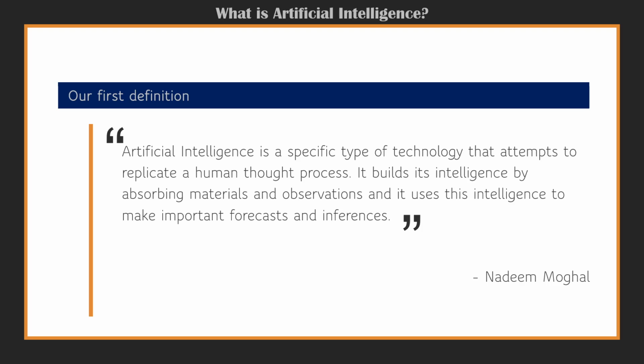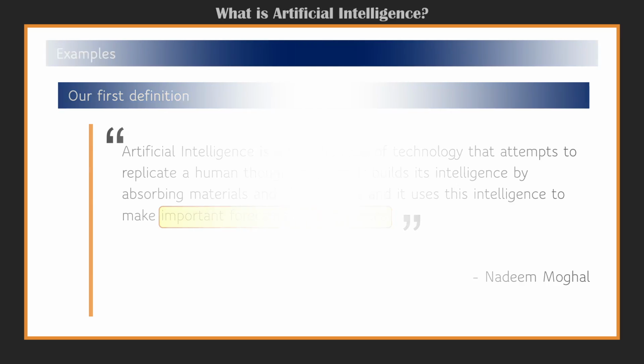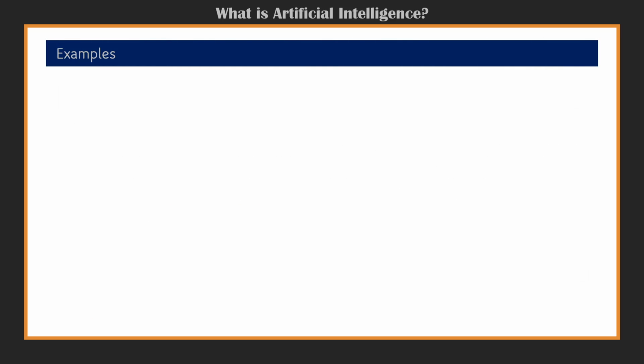So let's go back to the first definition we had for artificial intelligence: that it's a very specific type of technology that attempts to replicate a human thought process. It builds its intelligence by absorbing materials and observations and uses this intelligence to make important forecasts and inferences. So again, let's highlight the point here. Important forecasts and inferences. It's a forecast, just like the weather forecast for tomorrow. It's not a guaranteed thing.